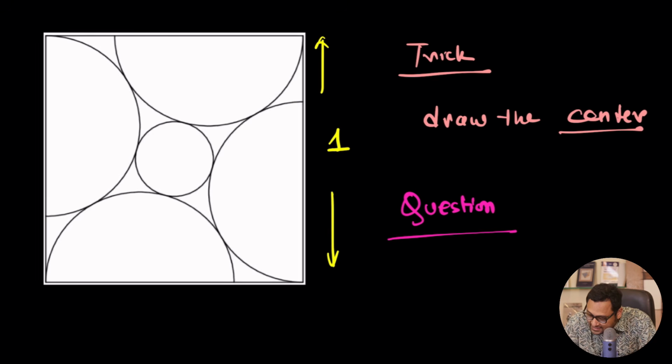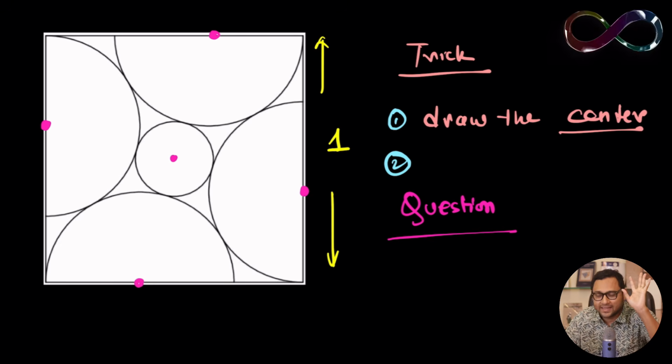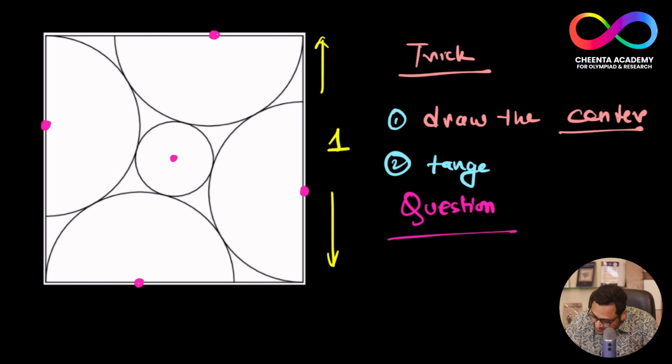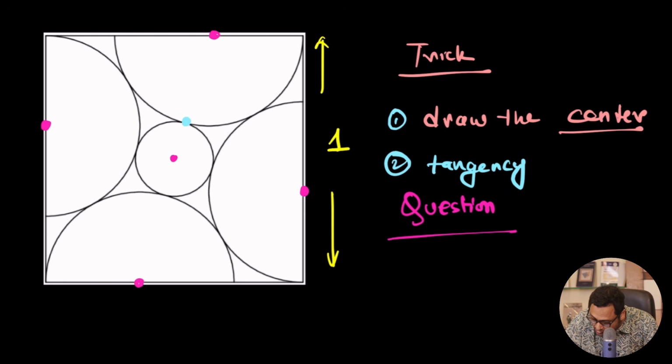So let's do that. Let's mark the centers. Here is 1. We'll mark the centers of the semicircles. Do that as carefully as you can. Mark the center of the middle circle. And then, second step is always draw the points of tangency. Whenever something is tangent, just mark it. Mark the point of tangency. So, let me use a different color. 1, 2, 3, 4, 5, 6, 7, 8.